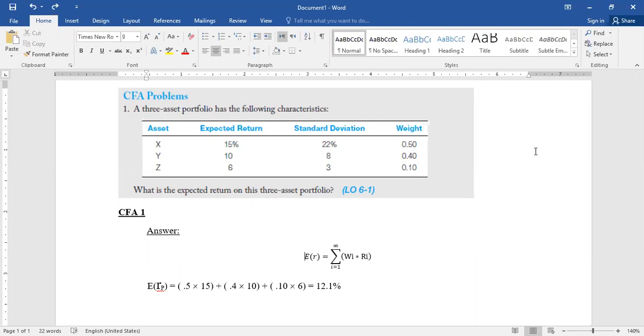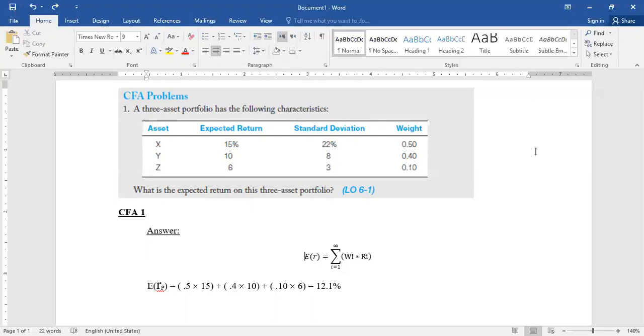Asset X has an expected return of 15%, a standard deviation of 22%, and a weight of 0.5 or 50%. Asset Y has a 10% expected return, an 8% standard deviation, and a weight of 0.4 or 40%. And we have asset Z, or investment Z, which has an expected return of 6%, a 3% standard deviation, and a weight of 10% or 0.1.